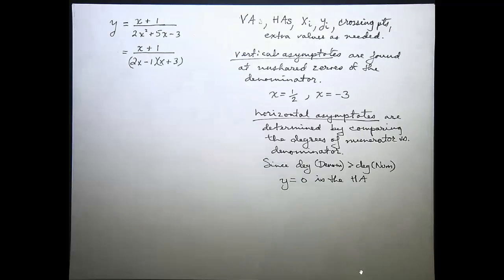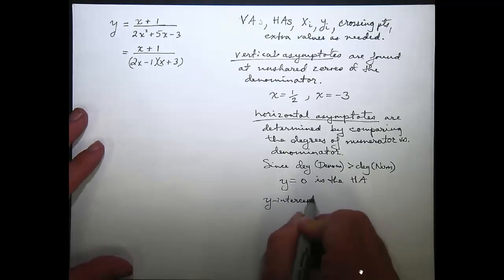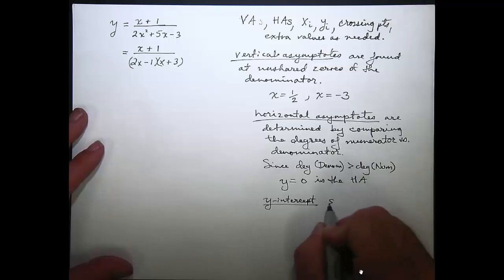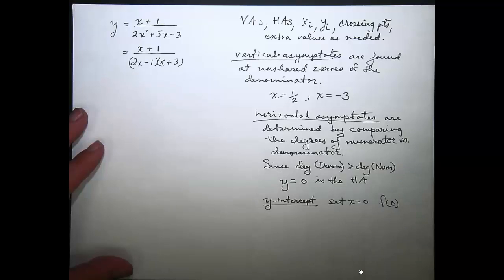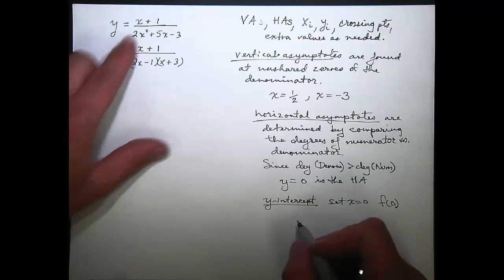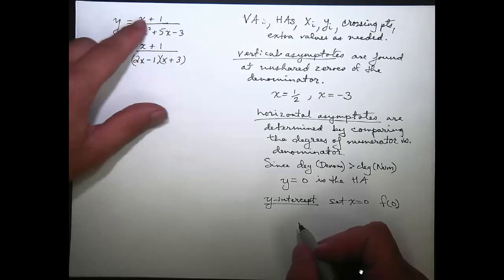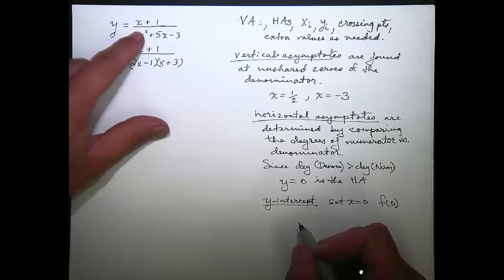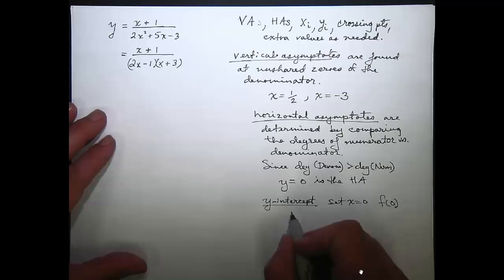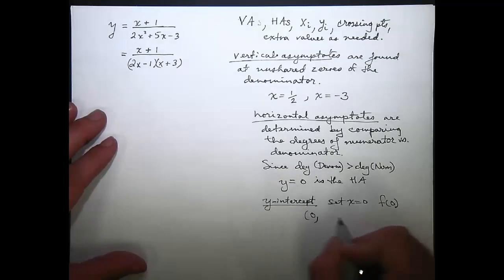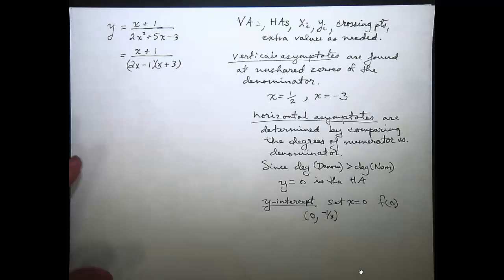Now we're going to find the y-intercept. The y-intercept is an easy point to find. We set x equal to 0. Basically, we find f of 0 if it's in function notation. So I'm going to plug in 0. 0 here, 0 there, 0 there. When I plug in all those zeros, I'll have 0 plus 1 over 0 plus 0 minus 3. So I'll have 1 over negative 3. So the y-intercept is 0 when I let x equal to 0, comma, negative 1/3.